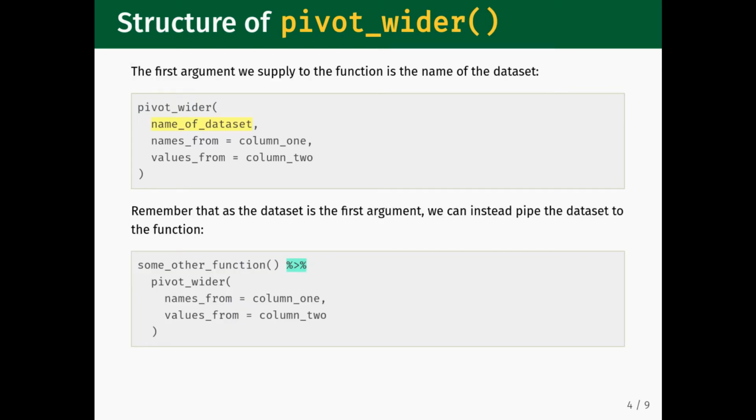First, we need to specify the dataset to be reshaped. We can either do this directly, as in the top example, or we can pipe some dataset in from a variable or from another function, as you can see in the bottom example.